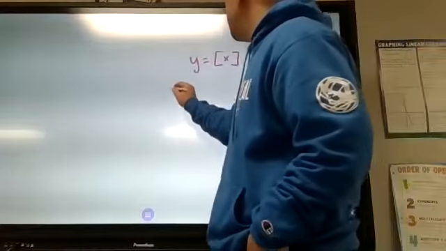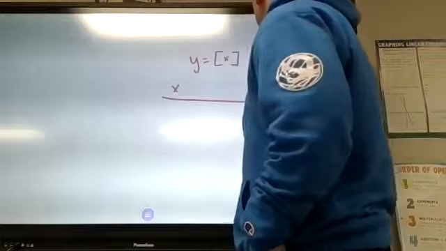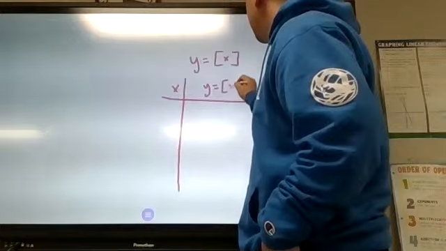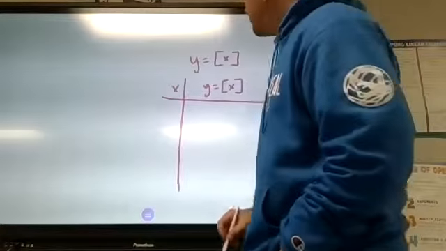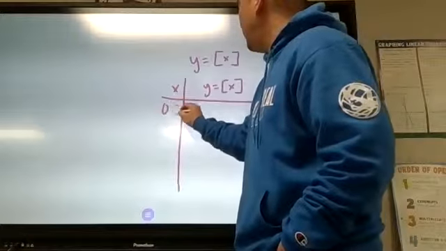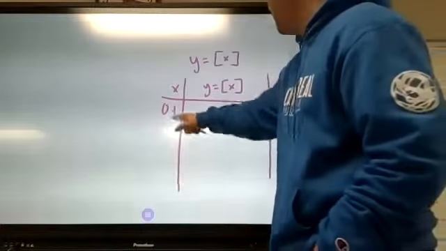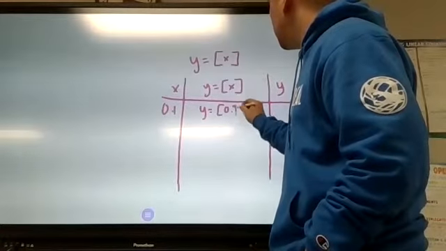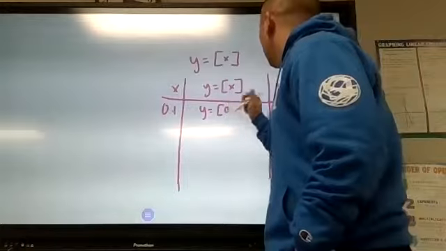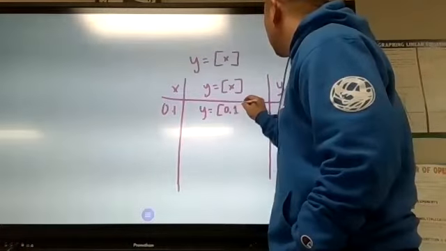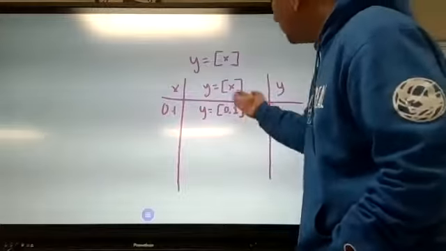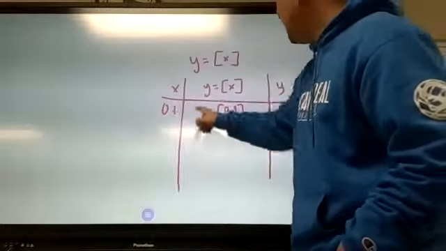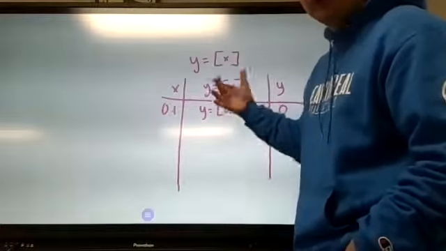Okay, so let's put a table together right here, with x and y, where y is equal to the greatest integer of x. Let's say I have x equal to 0.1. If I plug this in, y is equal to the greatest integer of 0.1, and it comes out to y equal to 0. Y is going to equal the closest integer rounding down.